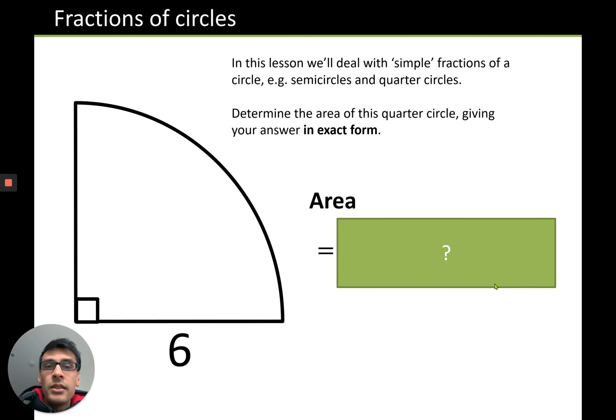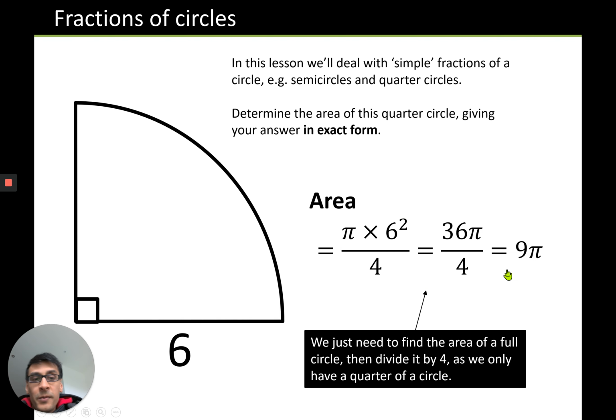So let's deal with simple fractions of a circle. In this case, you can see it's a quarter of a circle. So to work out the area of this sector, you just do the area of the full circle and then divide it by 4. So pi r squared, so pi times 6 squared, and then divide it by 4, and you get 9 pi.